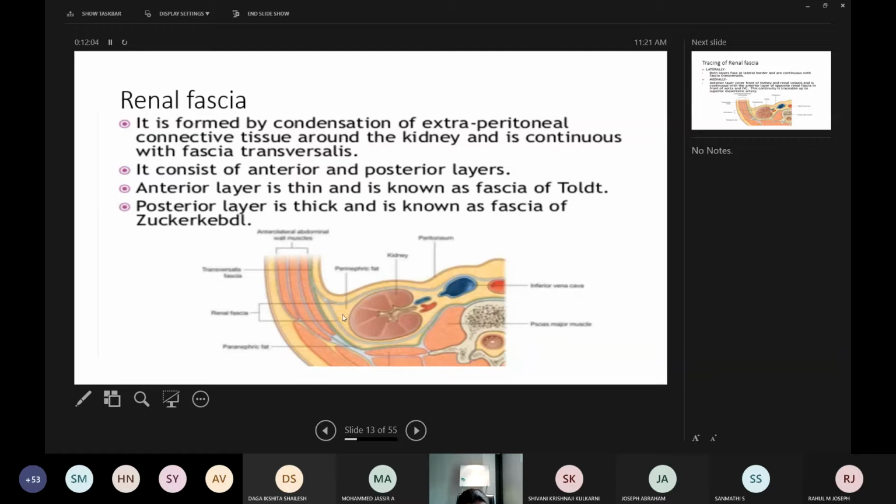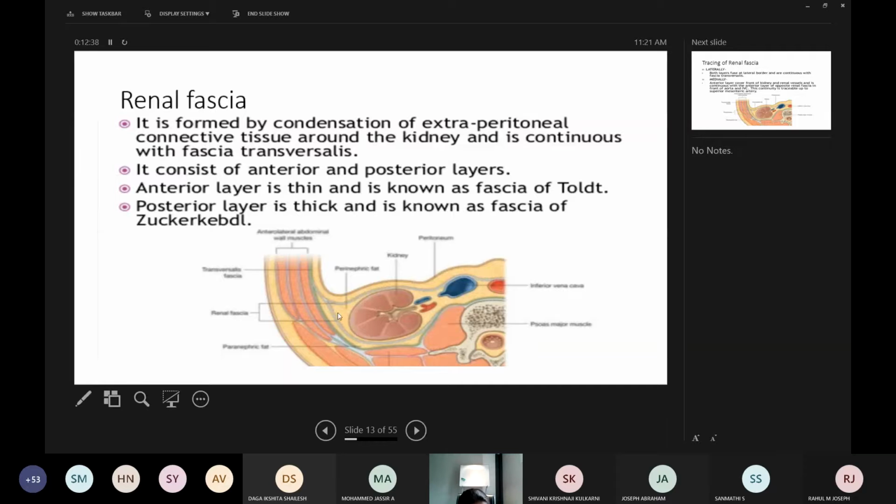At the lateral borders, these two layers fuse with each other and are continuous laterally with the fascia transversalis. When we trace the anterior layer medially, it covers the midline structures such as the inferior vena cava, abdominal aorta, and the renal vessels, and is continuous with the fellow of the opposite side.